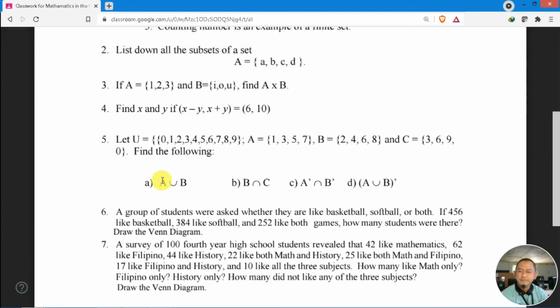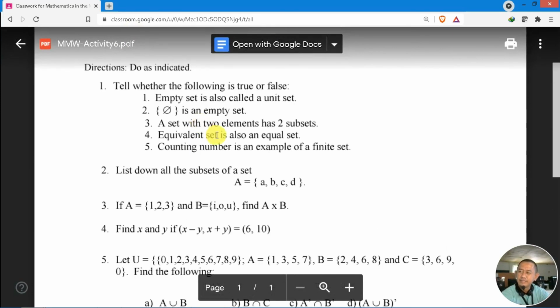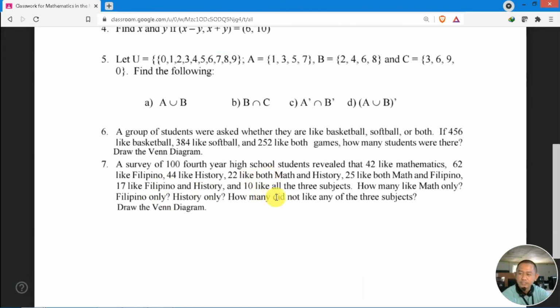So, that's it, it's easy. You can do it. So, you give the answers for the others. The difficult one here is only number 7, I think. But it's easy. If you know, you have to draw first, and then so that you can easily identify.